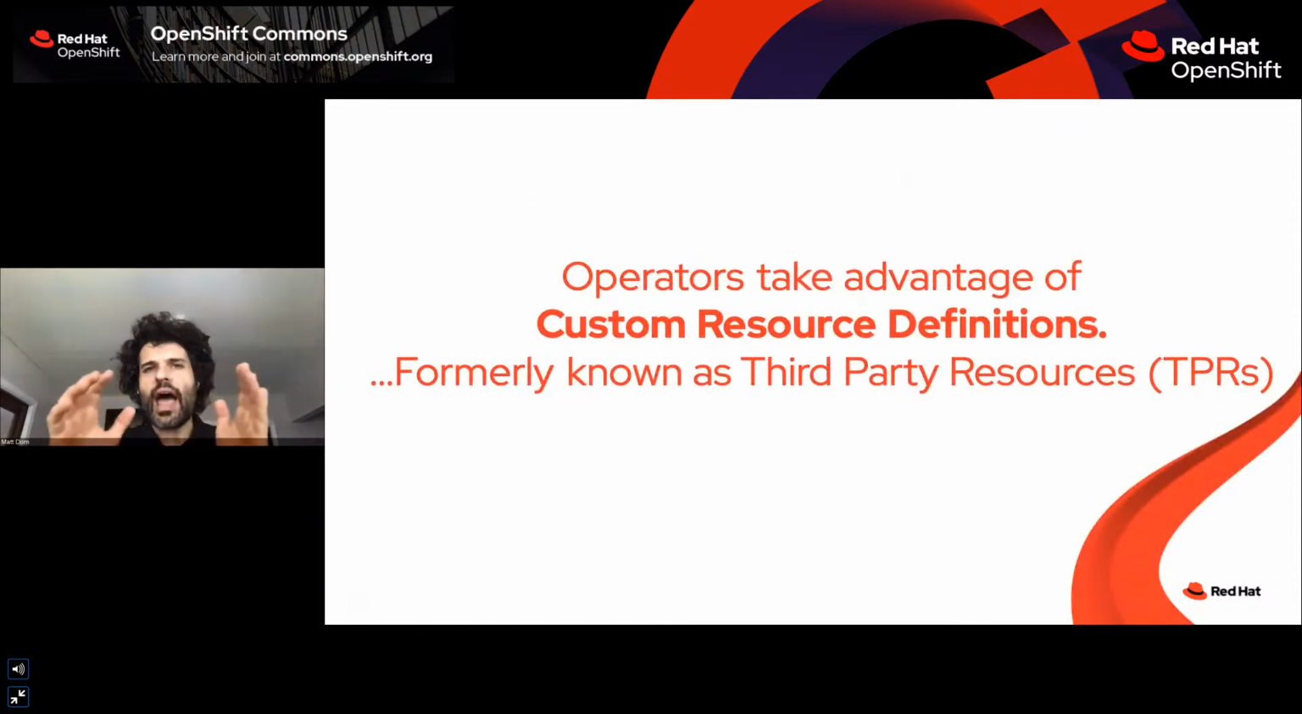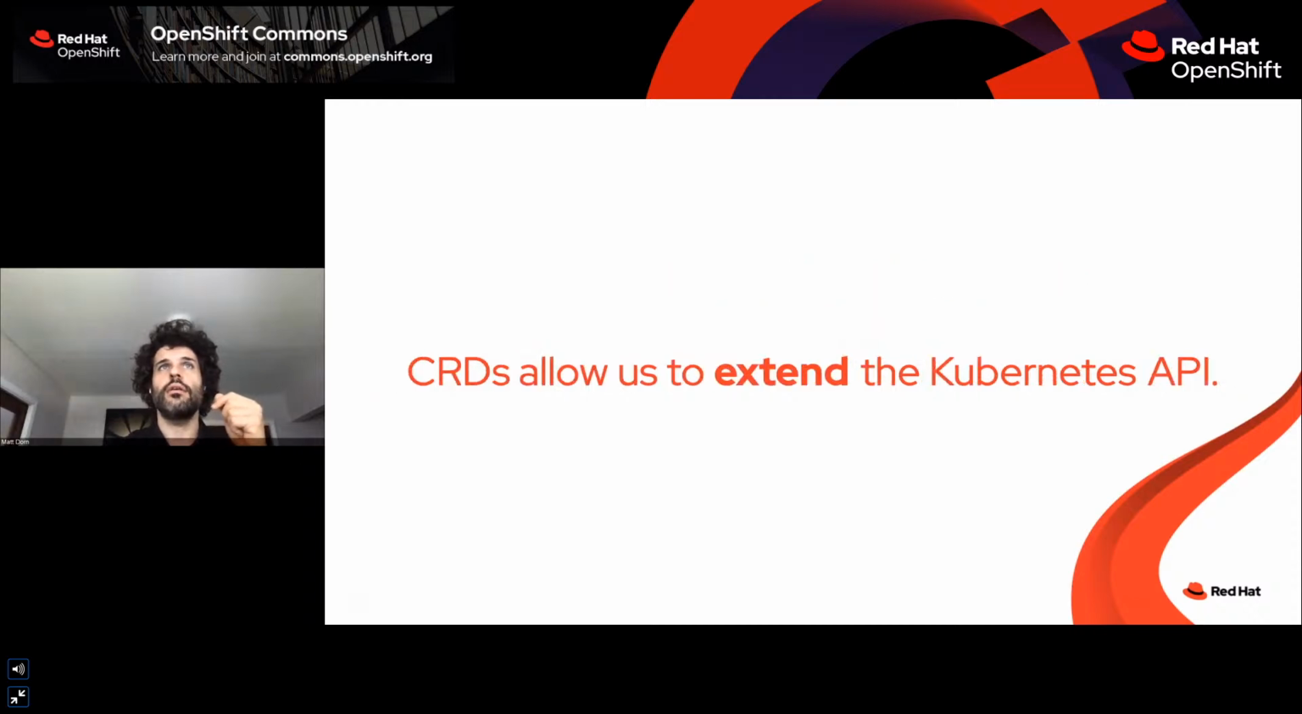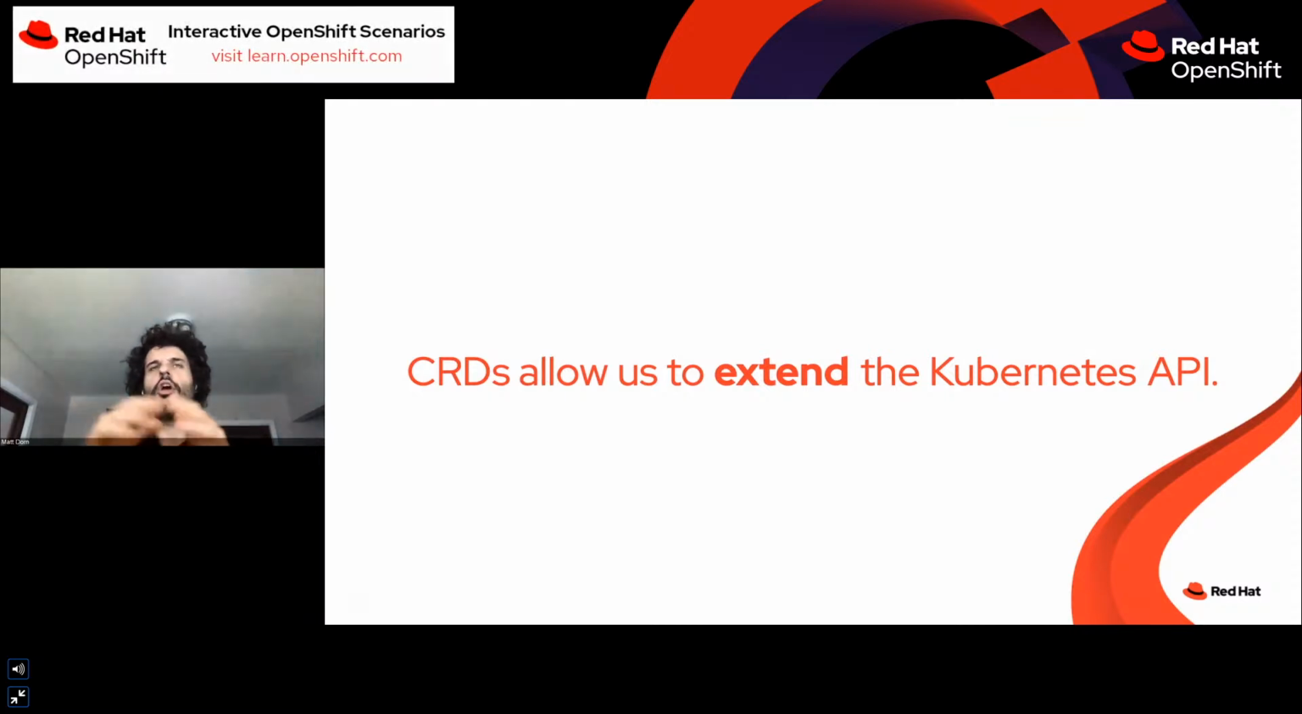So the API and understanding the API is fundamental to operators, because remember what we said: operators, first of all, take advantage of custom resources. So in order for it to be considered an operator, first and foremost, it has to use a custom resource definition. What is a custom resource definition? It used to be called third-party resources. They allow us to extend the Kubernetes API. Very, very powerful feature.